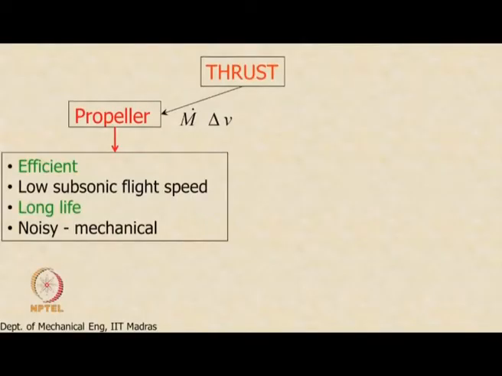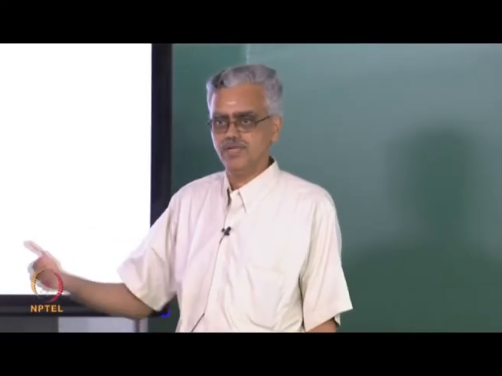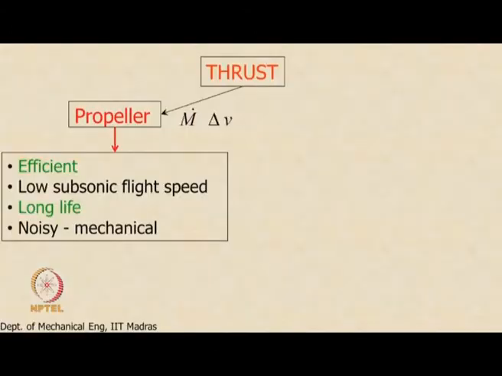It is restricted to low subsonic flight speeds, because as you increase the flight speed, you need to make the propeller larger and larger, and eventually you get into problems with the tip speeds of the propeller exceeding the speed of sound. Then you have other complications and the efficiency drops off. So, the propeller is efficient only so long as you fly at low subsonic flight speeds, otherwise you lose the efficiency. So, because it is very efficient, it has a long life.